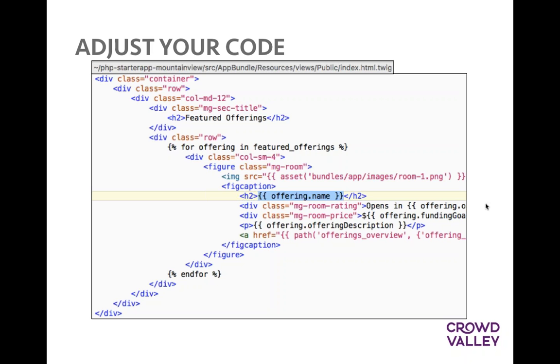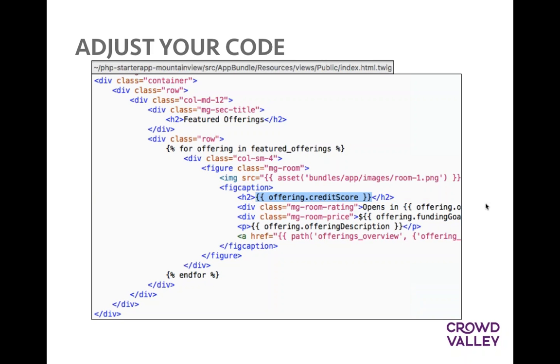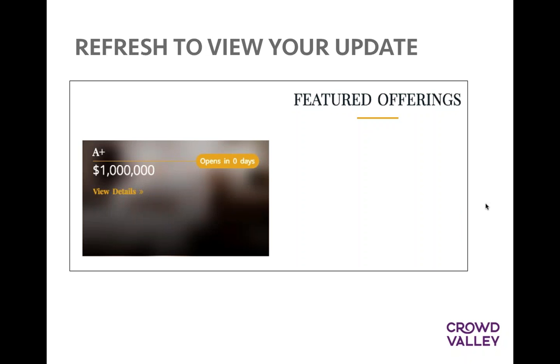And by adjusting this code, for example, changing name to credit score, it might be something you want to do. If you save this file and then refresh the offerings, then it will show the credit score instead of the name. And again, this will be hopefully a fairly comfortable process for most developers. But you can just see that this is already hooked up to the data model that the Crowd Valley framework is using. And you can then play around with the data in your back office and see how it's presented in your application.